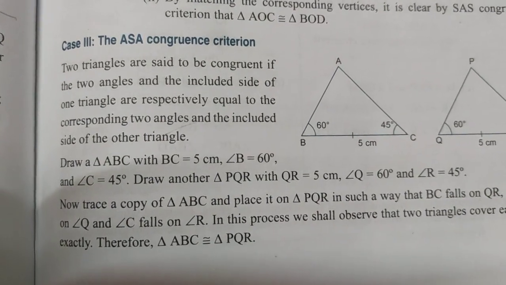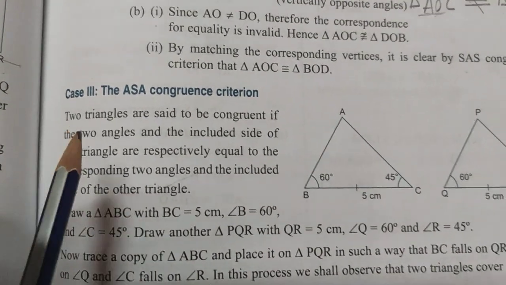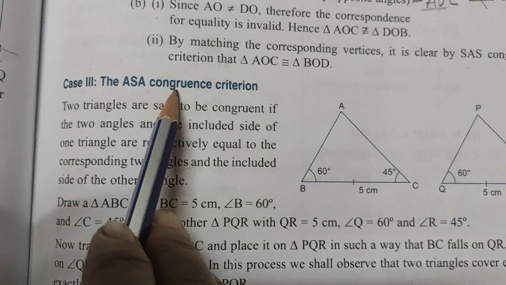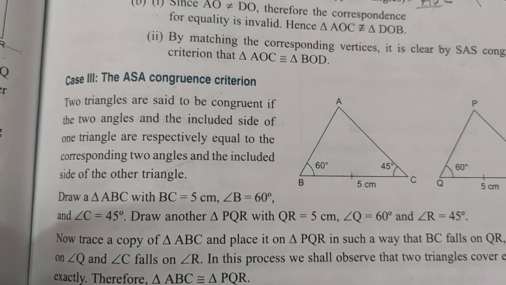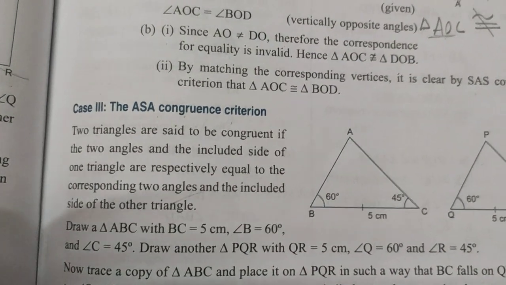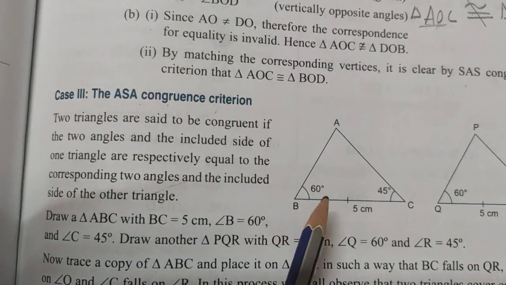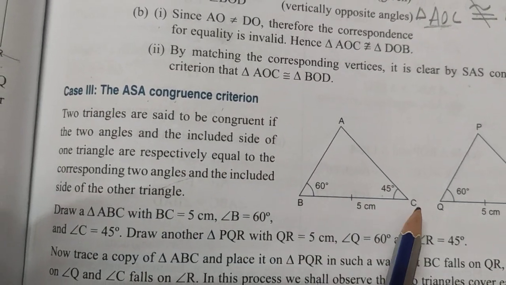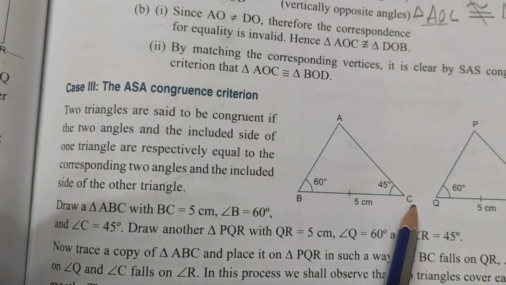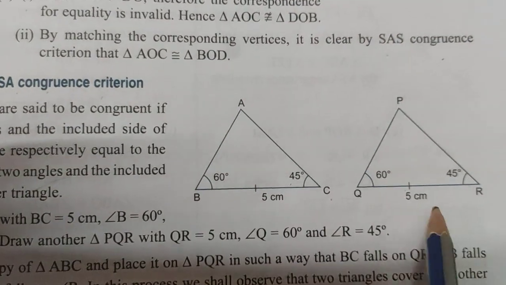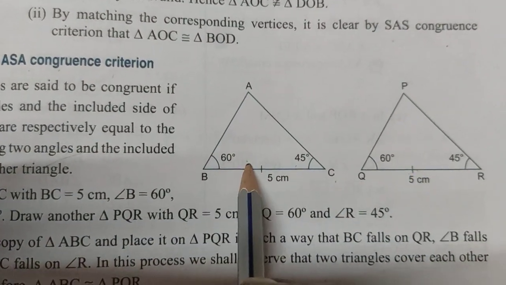Now we will go to the third criterion, that is the ASA congruence criterion. Means how we will understand: if two angles and one side of two triangles are equal, then they are said to be congruent triangles. Now let's take the example of these two triangles.